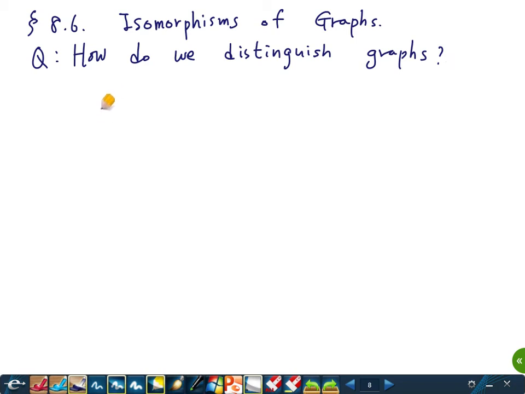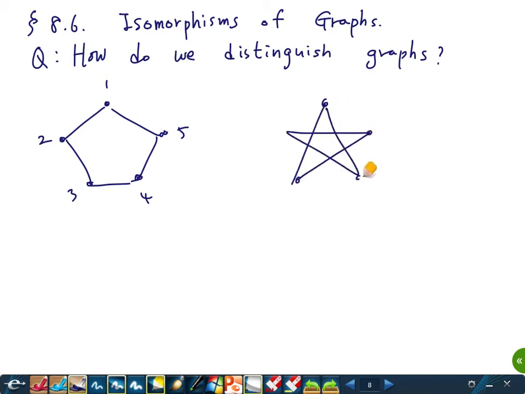So for example, suppose that we have a graph like this, vertices are 1, 2, 3, 4, 5, and edges are like this. And another graph is like this. Also 5 vertices, 1, 2, 3, 4, 5, and 5 edges. So we have one graph on the left, another graph on the right. Are they the same graphs or are they different graphs? What do you think?